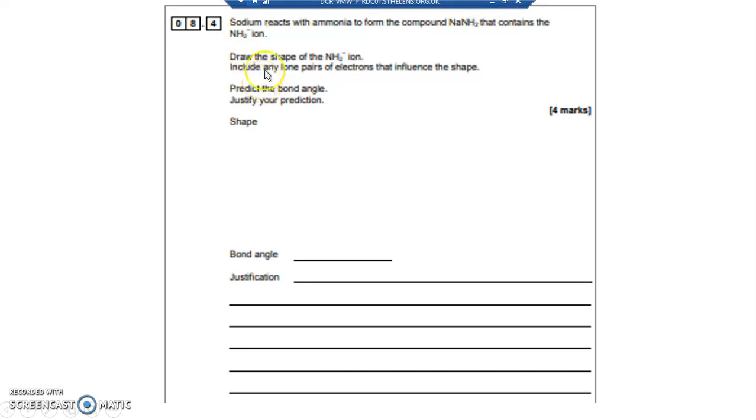Sodium reacts with ammonia to form NaNH2 that contains the NH2 minus ion. Draw the shape. Well, let's consider nitrogen's in group 5. If it's got a minus, it's got an extra electron, so it's got 6 electrons now. It had 5 because it's in group 5. An extra one means it's got 6. 2 hydrogens come along and form 2 bonding pairs. That means there's 4 electrons left over, or 2 lone pairs. So it's got 2 lone pairs and 2 bonding pairs. It's going to be bent.